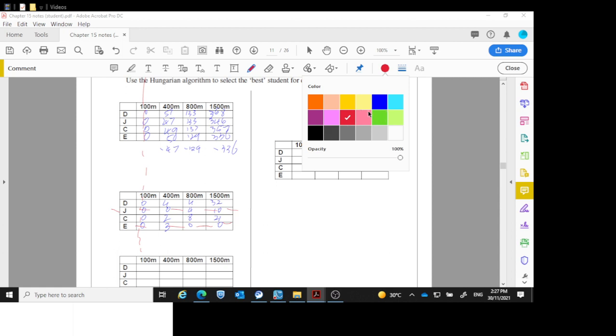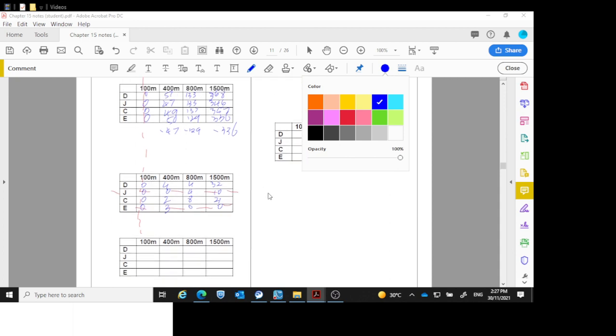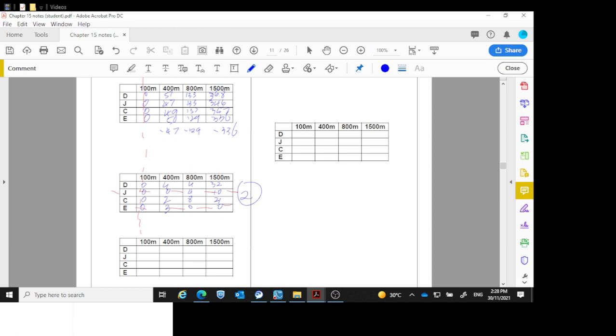So the smallest uncovered number is 2. To save us the work, all the uncovered numbers, with no lines through them, we're going to take away 2. So we get 2 here, 2 here, 30 here, 0 here, 8 minus 2 is 6, and 21 minus 2 is 19. The others, if they've got one line going through them, stay as they are.